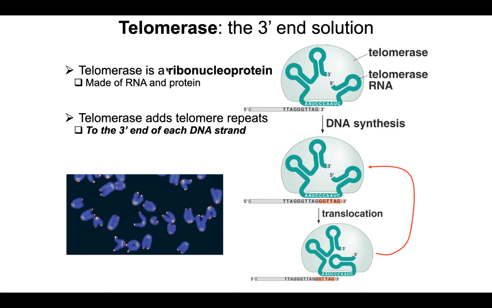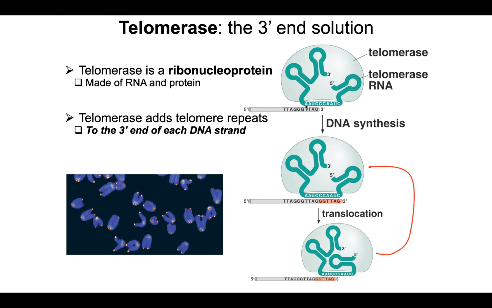And telomerase is a ribonucleoprotein. It's made up of a protein and it's made up of RNA. Now, that RNA is reverse complementary to what are called telomeric repeat sequences that are at the end of every chromosome. And so telomerase is going to act as its own template to add more of these repeated sequences to the ends of all of your chromosomes.